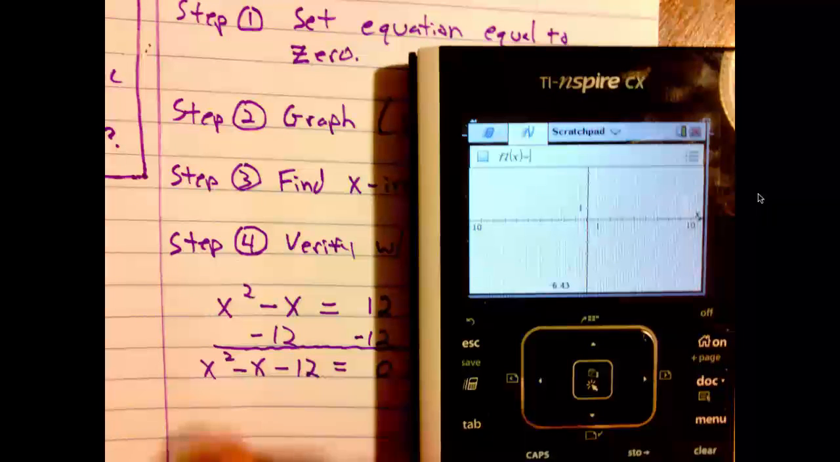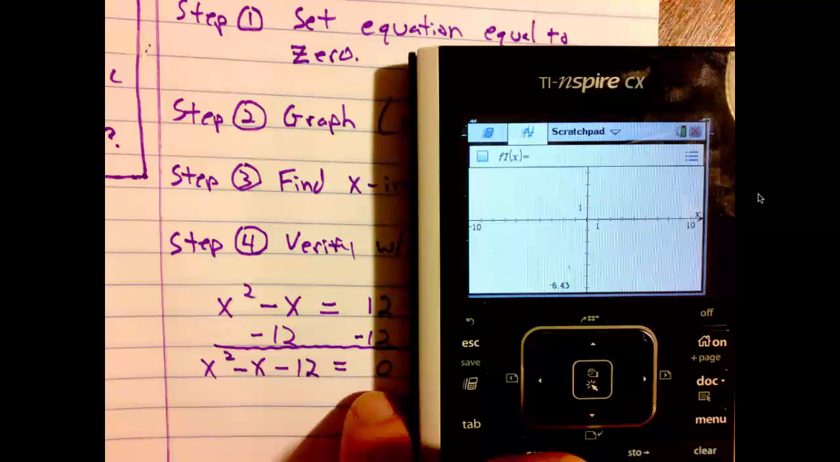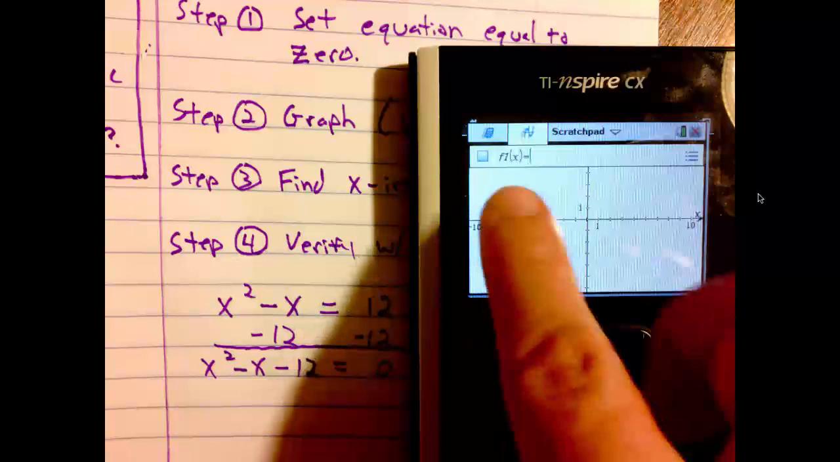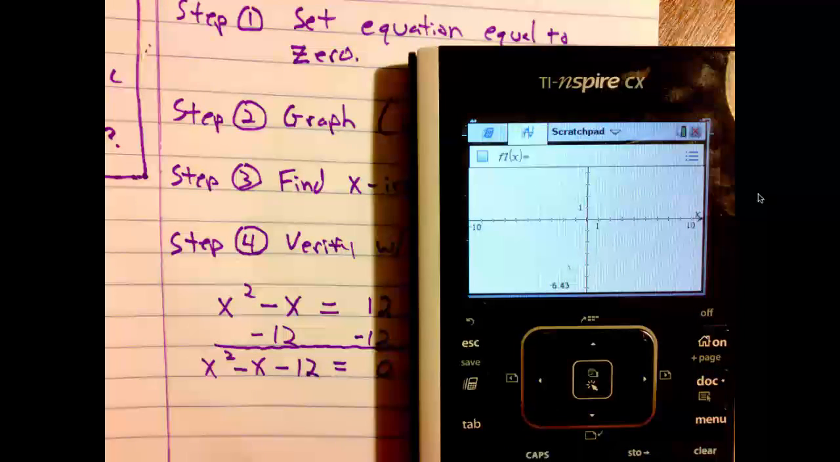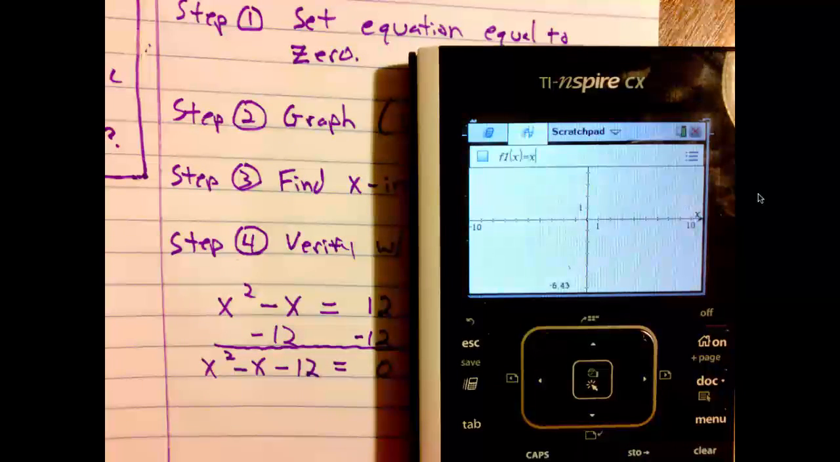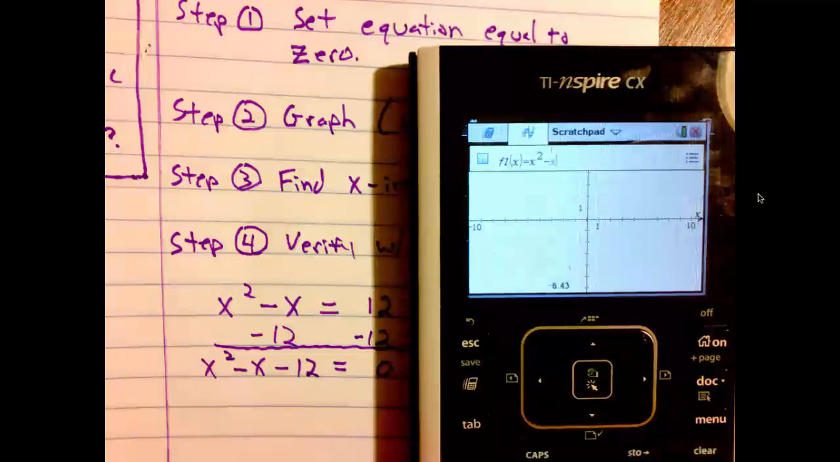I'm going to graph this function. Instead of this equals 0, I'm essentially changing this 0 to y. And we know f of x is another way to state y. So now I'm simply typing in x squared, subtract x, subtract 12.